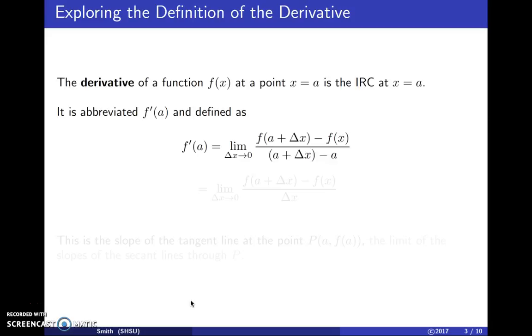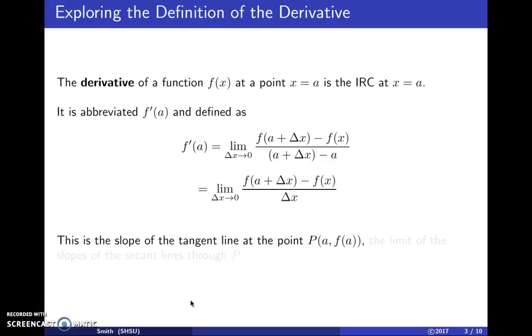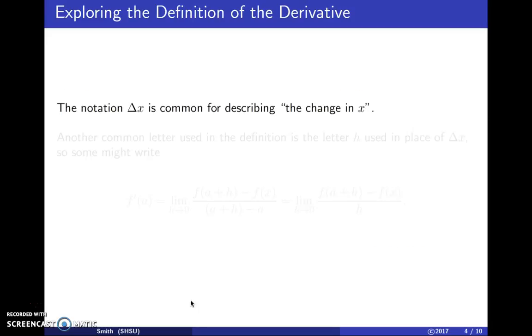This ratio is a slope. We're taking the limit of the slopes as delta x goes to 0. And the denominator, a plus delta x minus a, is just delta x. So here's a slightly simpler version of the derivative. It's the limit of delta x goes to 0 of these two y values in the numerator divided by delta x. This is the slope of the tangent line at the point a, f of a. It's the limit of the slope of the secant lines through P. It is the limit of the average rates of change.